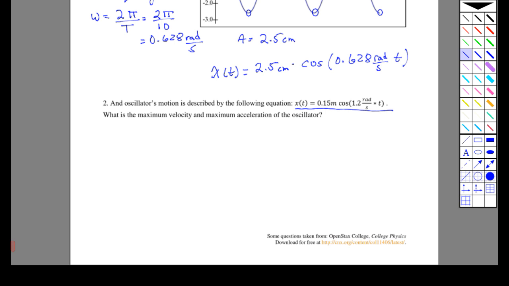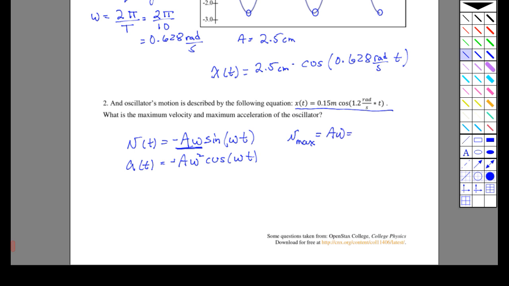Well, for the maximum velocity, remember that v as a function of t is actually equal to minus A omega sine of omega t. So that's our velocity. And our acceleration is also a function of time, and it's minus A omega squared cosine omega t. So our maximum velocity is the amplitude of our velocity equation, which is A times omega. A, in our case, is 0.15, and omega is 1.2 rads per second.